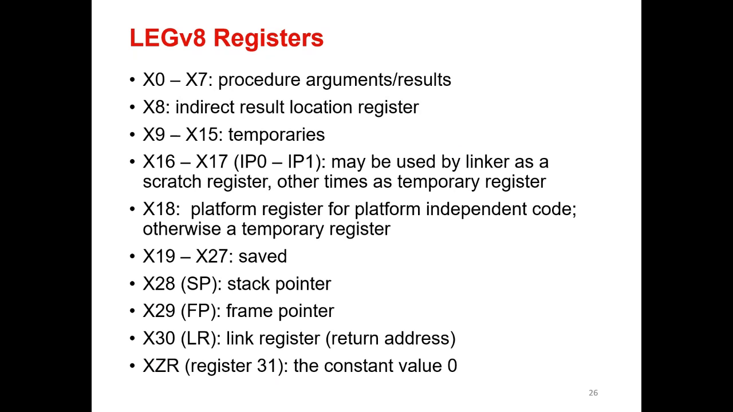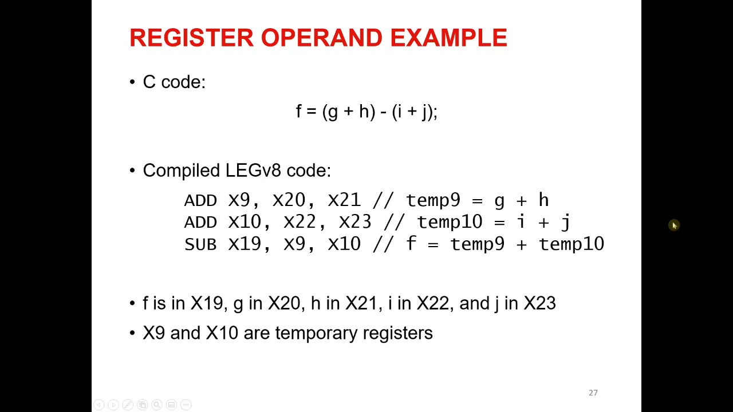So if we want to implement the same example as before, but now using the real LEGv8 registers, remember that previously we were using T0 and T1, and now we can actually use temporal registers. For instance, we have seen that f is stored in a register called X19, g in X20, h in X21, i in X22, and j in X23. Then the temporal registers are X9 and X10. So this will be the equivalent code we have seen before, but this time using real registers from LEGv8.